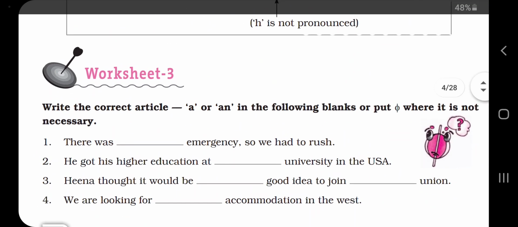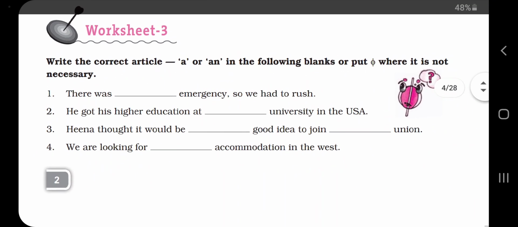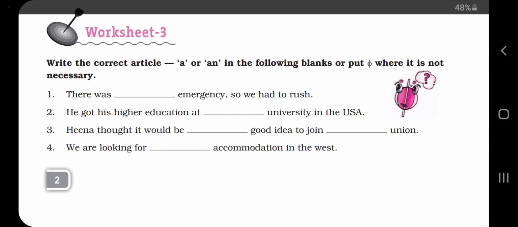Okay, next is worksheet 3. What is there in worksheet 3? You have to fill in the appropriate article a, an, the, and where it is not required, you have to put the symbol of null. This is the symbol of null. Now there was an emergency. He got his higher education at a university, not an university. It is a university, for the reason we have just seen. Hina thought it would be a good idea to join a union. Again the same reason, a union, not an union.